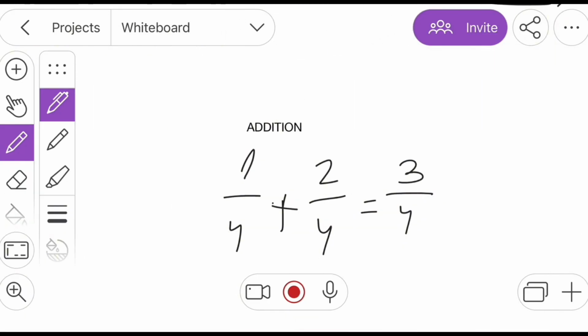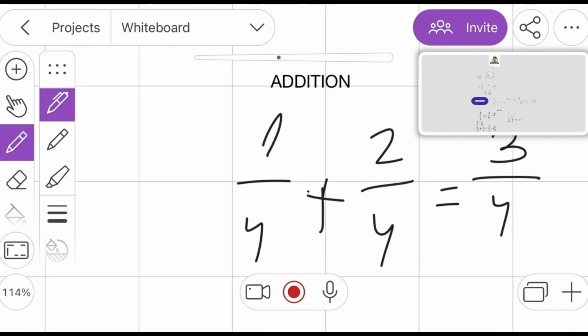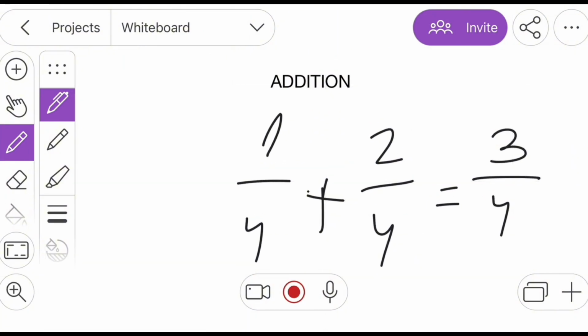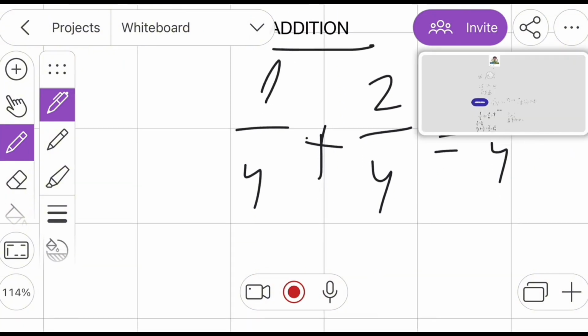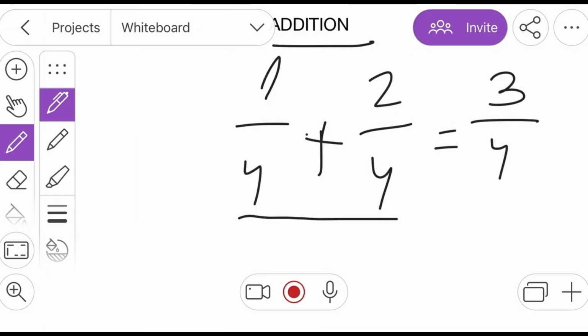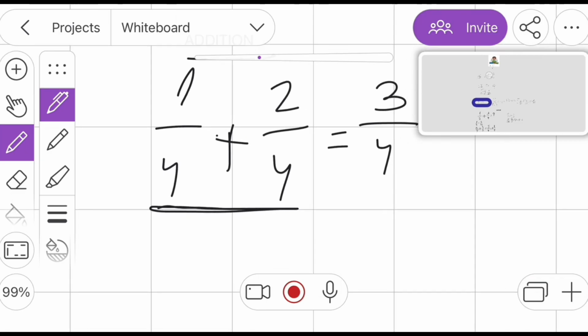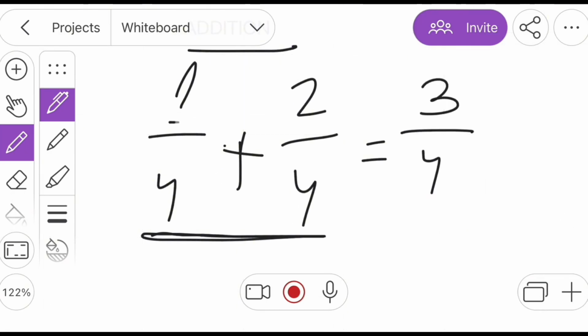Let's see what tasks can be solved with fractions. 1/4 plus 2/4 is addition. When we add, we should consider that the denominators should be the same. And if they are the same, we should just add the numerators. So 1 plus 2 is 3, and the denominator is 4. It stays the same. It's 3/4.